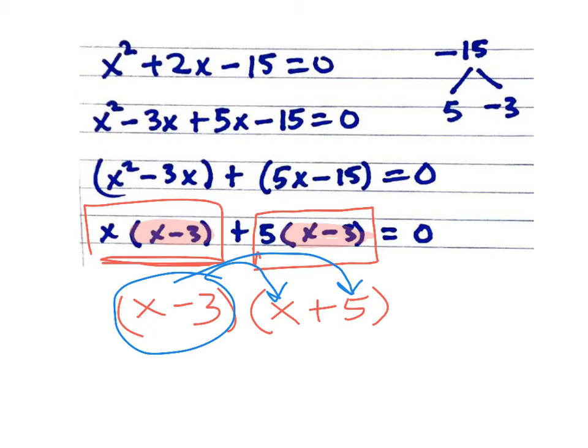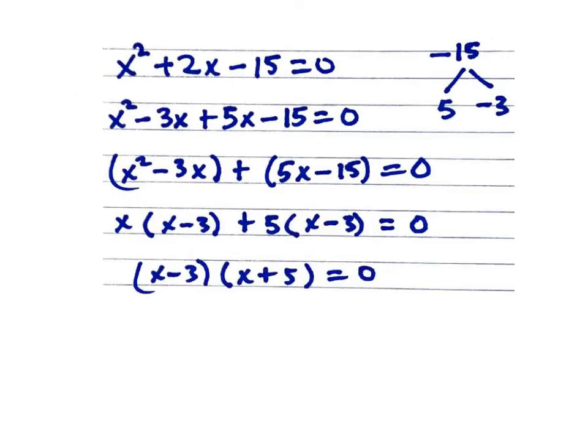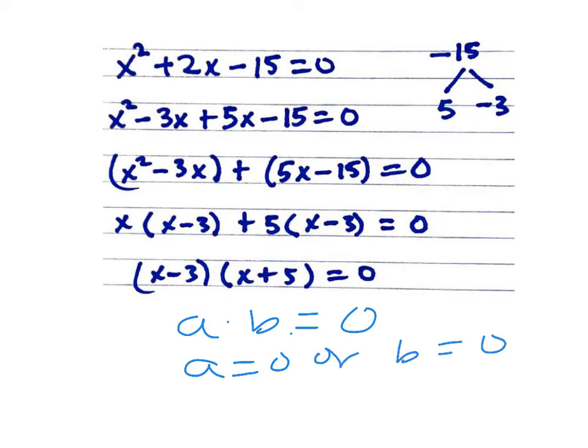The next step is to take out a common binomial factor. This is a binomial factor. We took it out and we wrote what is left from each of the terms. The next step is to solve each individual linear factor. Now this is a linear factor of the original equation. If x minus 3 times x plus 5 equals 0, we're going to apply the zero product property that says that if a times b equals 0, then obviously either a is 0 or b is 0. That's the zero product property, ZPP.